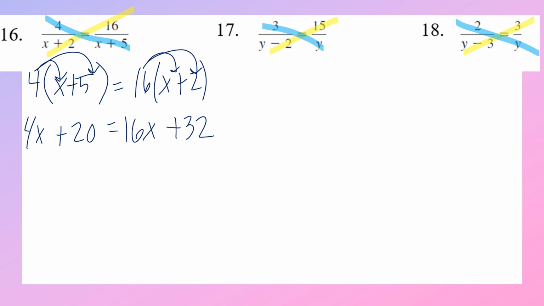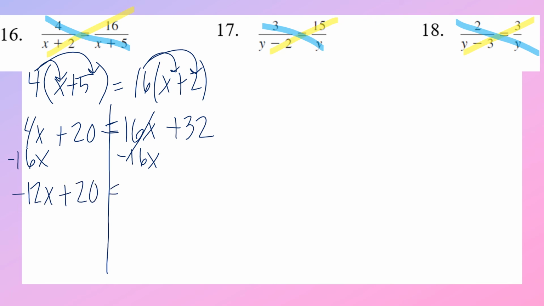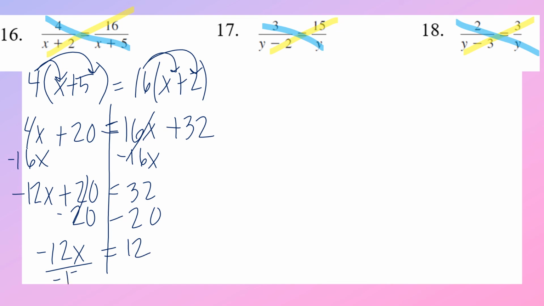So I always bring my x's to one side first, and then I bring my constants to the other. So again, it does not matter which way you do this. You're going to get this correct answer as long as your math is correct. So 4x minus 16x would be negative 12x. And then I am going to subtract 20 from both sides. So I get negative 12x equals 12. Divide both sides by negative 12. I get x equals negative 1.